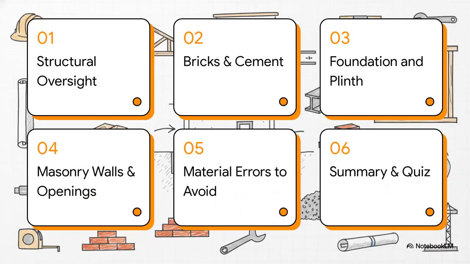Today's agenda covers 6 key areas. We'll start with Introduction to Structural Oversight, look at essential materials, move down to the foundation and plinth, explore masonry walls and openings, touch on material errors to avoid, and finish up with a summary and knowledge check.